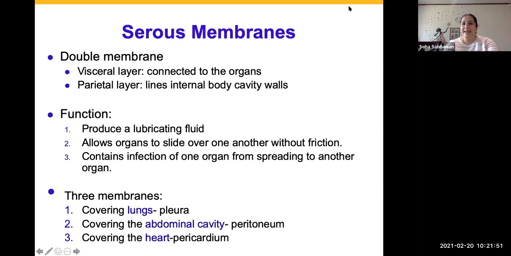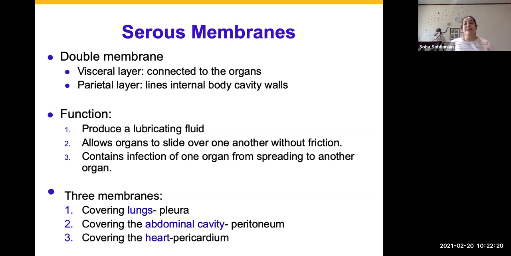And then one last thing, we talked about this naming, right? But why do I need that double membrane anyway? Why do I need the serous membrane anyway? The main reason is basically they produce lubricating fluid. When your organs move, your heart beats continuously, your lungs expand and decrease in size every time you breathe, and when you eat, your intestines and stomach move, right?